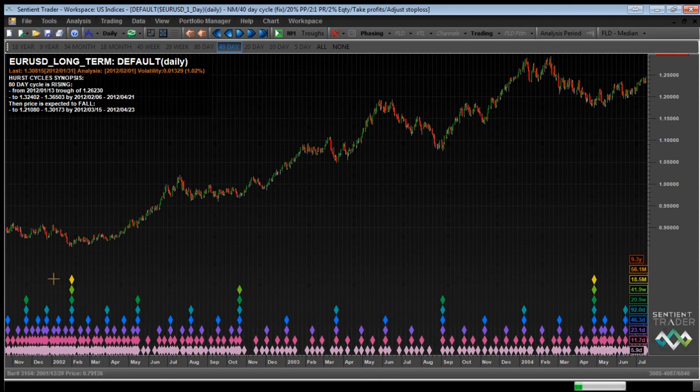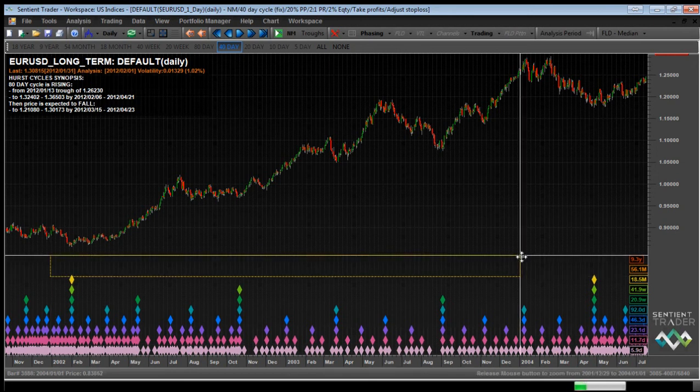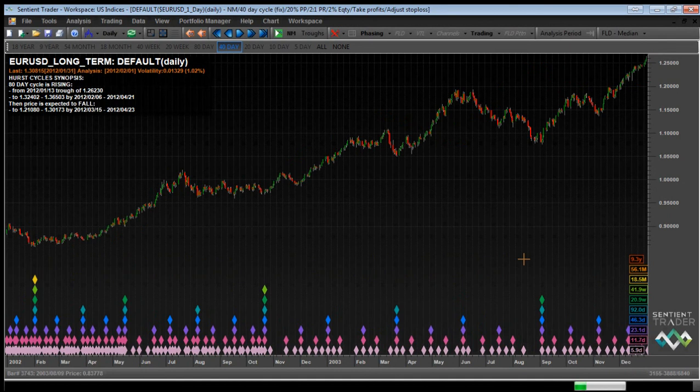Let's zoom out here and take a look at this period here. From 2003 to 2004, because there's another example of this sort of displacement of these troughs. Let me look at a slightly longer time period.